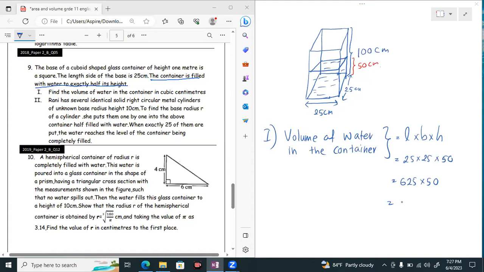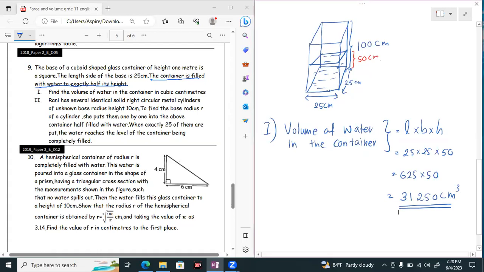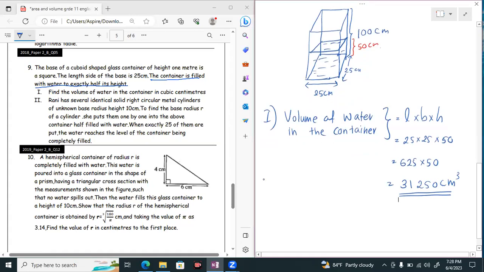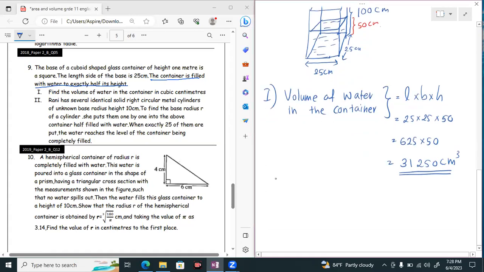Yes, it should be 31,250 cubic centimeters. Okay.